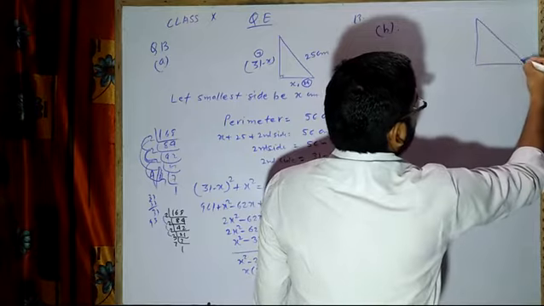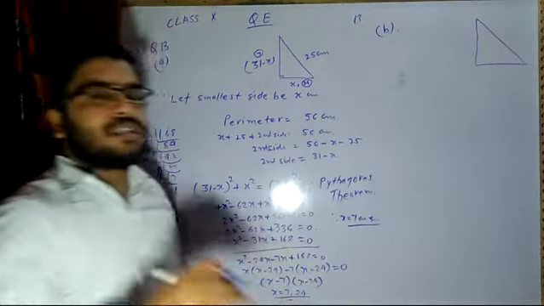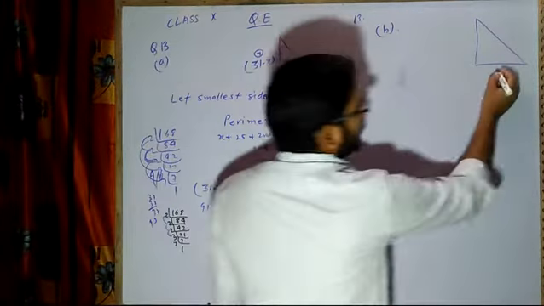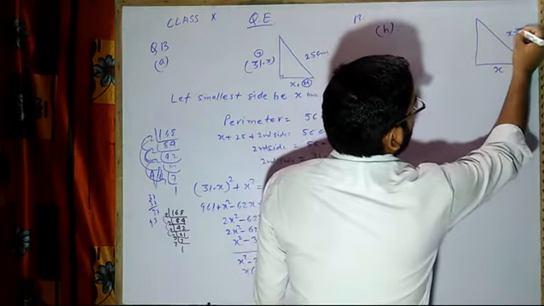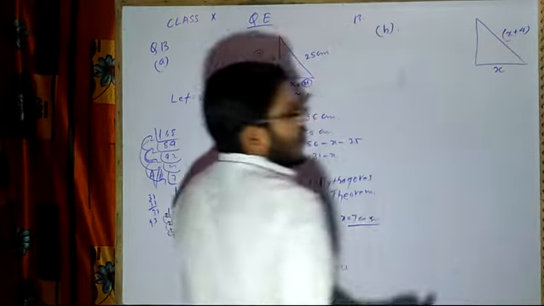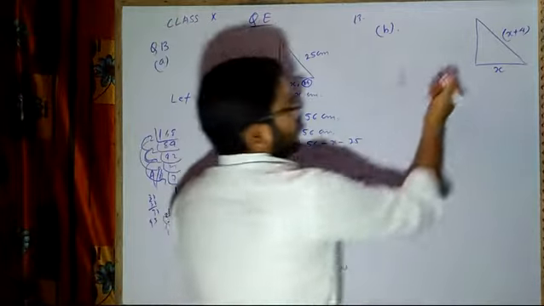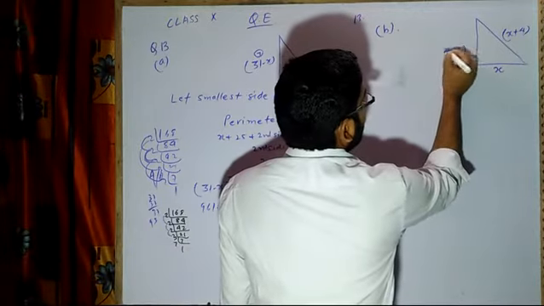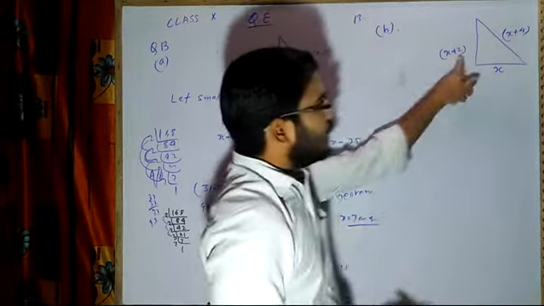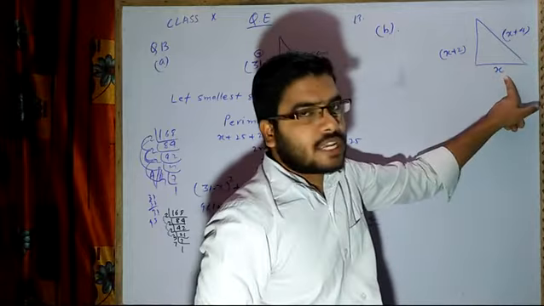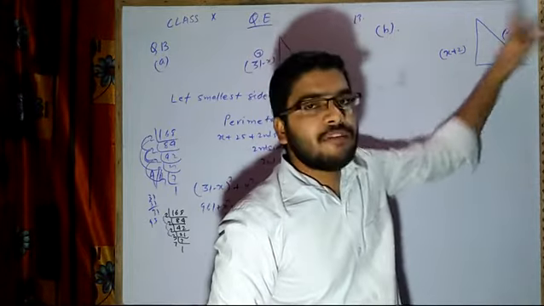The longest side is 4 centimeter longer than one of the sides. So I will take one of the sides to be x. So this side will become x plus 4. And it is 2 centimeter bigger than the next side. This is the smallest side, one side. It is greater by 4 centimeter.